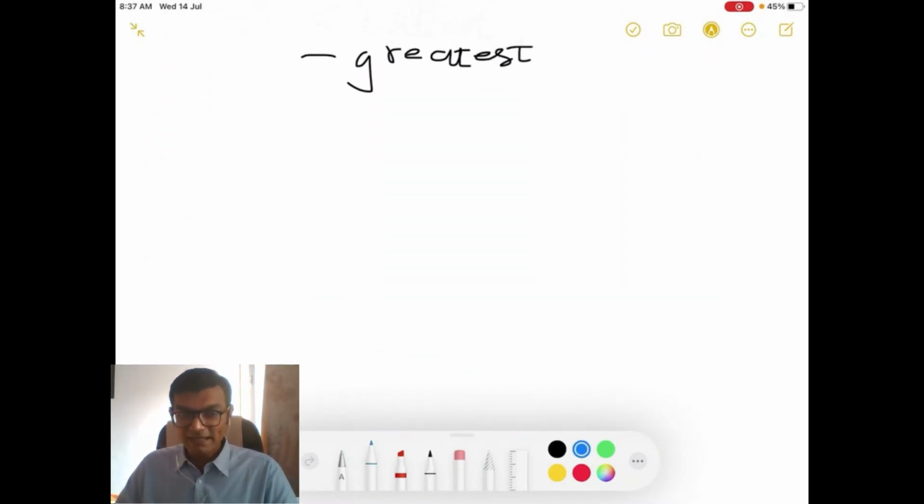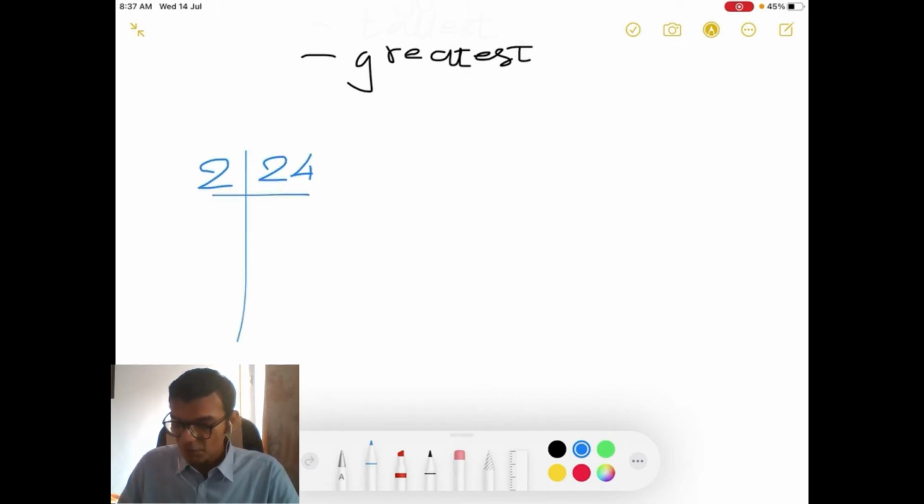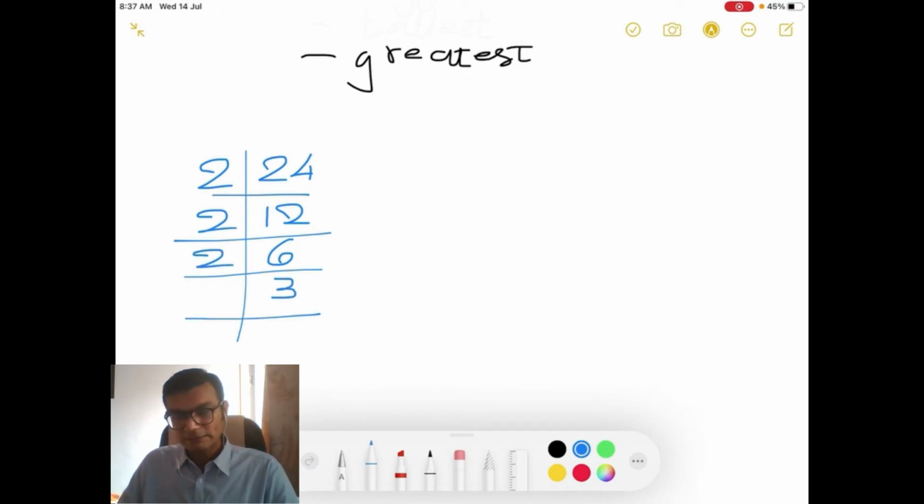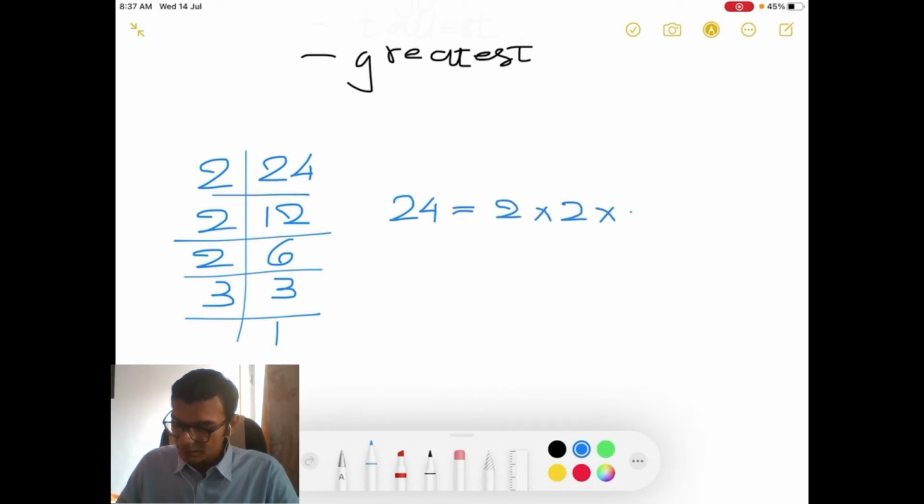Again, you can use any method whichever you are comfortable with. First off, let's say I am using prime factorization, so I'll find the factors of 24. Now again, look at 24, it is an even number, so it can be divided by 2. So 2 12s are 24, 2 6s are 12, 2 3s are 6, and 3 1s are 3. So the prime factors of 24 are listed like this.